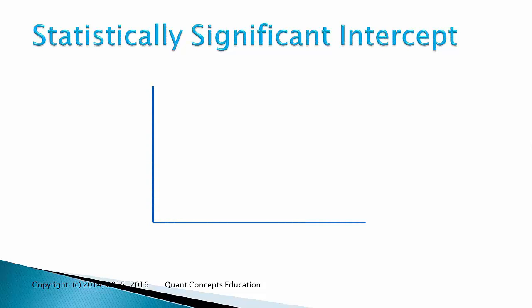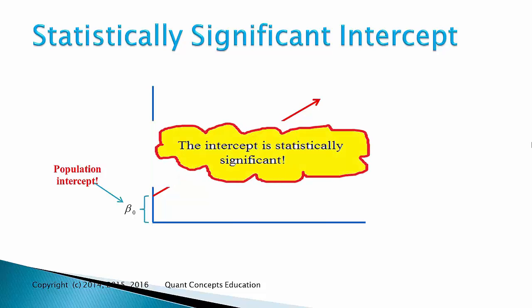What do we mean by a statistically significant intercept term? Well, suppose we have the following population regression line. We can see here that the intercept term is non-zero. Therefore, the intercept term is said to be statistically significant, as its population value is different from zero.